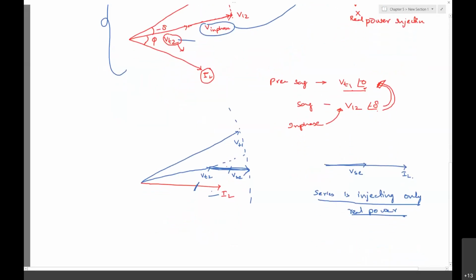The next method is only the reactive power compensation. Only the reactive power compensation. What exactly is the reactive power compensation?